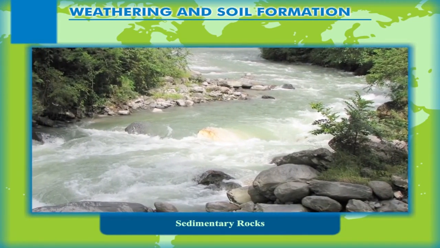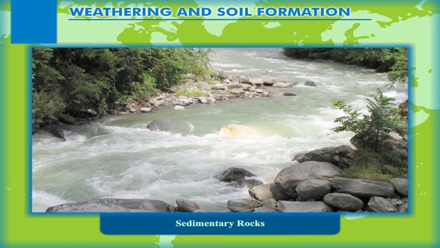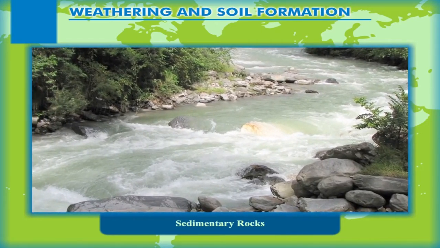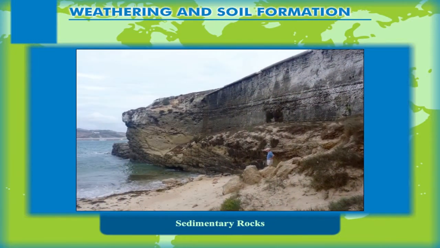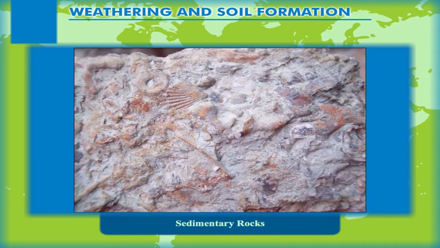These tiny particles are transported by agents of nature like rivers or winds and are deposited at certain places. The deposition of such materials occurs in layers. That is why they are called stratified or sedimentary rocks. These rocks often contain fossils of animal and plant life.